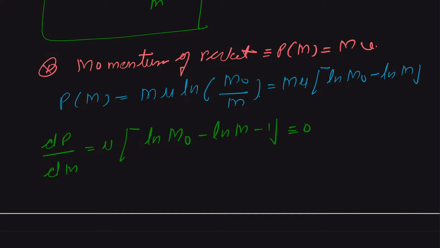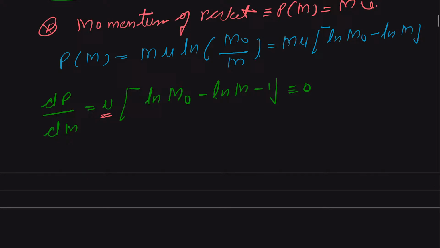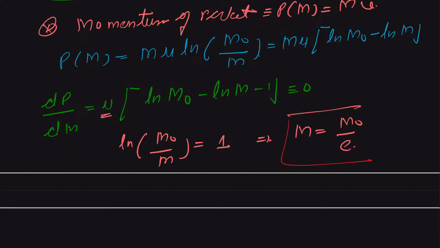And because this velocity cannot be equal to 0, we can write natural log of m naught upon m is equal to 1. So therefore from here we get that m is equal to m naught upon e. So this is our value of mass for which the momentum is maximum.